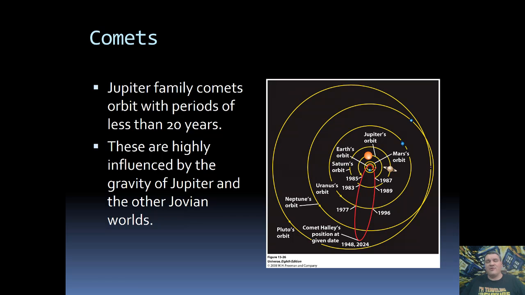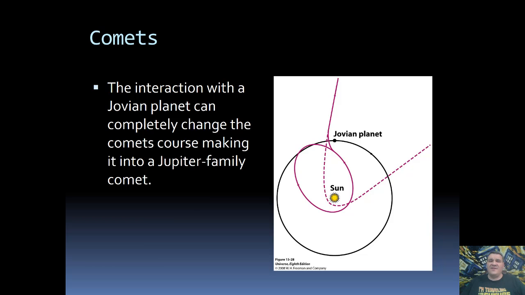Now, the reason why we refer to these as Jupiter family comets is because their orbits have been highly affected by the Jovian planets. So it is likely that these did not actually form in the region of the Jovian planets. If they had, they likely would have been swept up. Instead, they probably formed out beyond the orbit of Neptune in the Kuiper belt, and then got bumped so they started to have a long elliptical orbit towards the Sun.